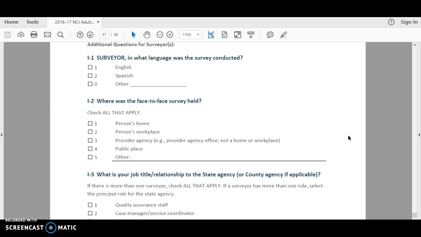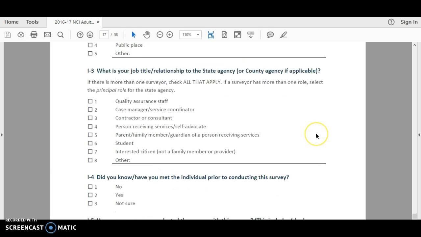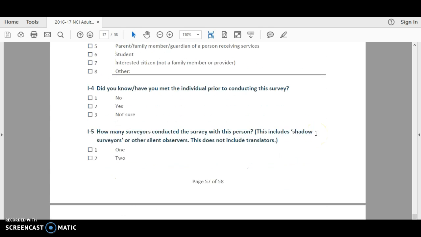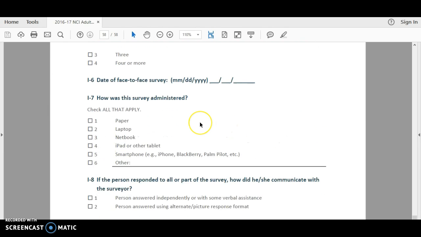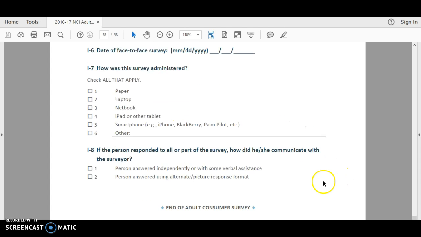And finally, we have a couple of additional questions about where the survey was held and what language it was conducted in, and how the survey was administered, meaning were you using a paper copy of the survey, laptop, netbook, etc. And that takes us to the very end of the adult consumer survey.